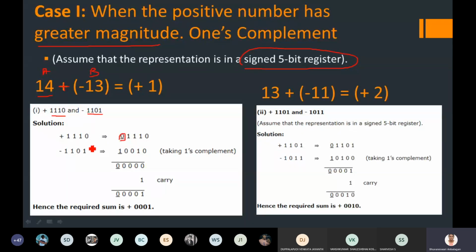0, because it is a positive number. If it is a negative number, what do I have to take? I have to take the complement of it. What is the complement of it? 0, 0, 1, 0. That is what I have written here, 0, 0, 1, 0.